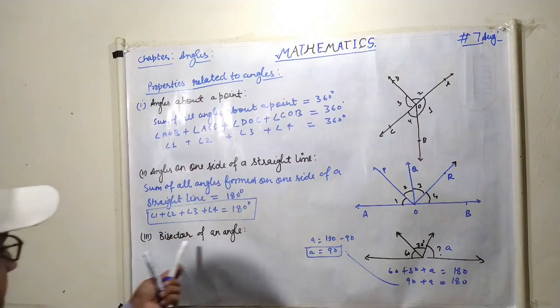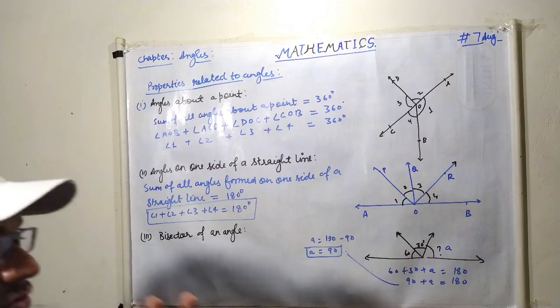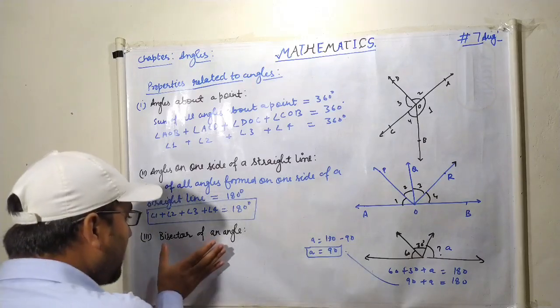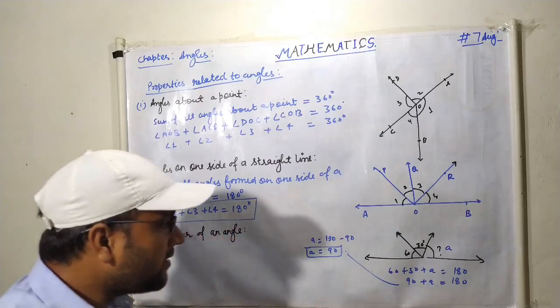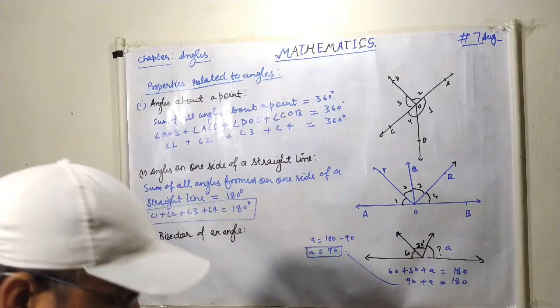Now next one is the bisector of an angle. Bisector of an angle means that the bisector divides the angle into two equal parts. Bisector of an angle means that the angle is divided into two equal parts.